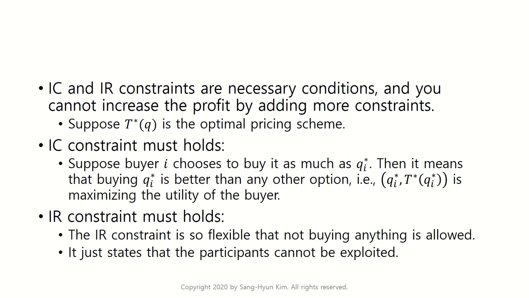And then next, the IR constraint. The IR constraint must hold because it simply requires that the participants cannot be exploited. The participants' utility cannot be lower than the reservation payoff, or the non-participating utility. And the IR constraint is so flexible that not buying anything is allowed.